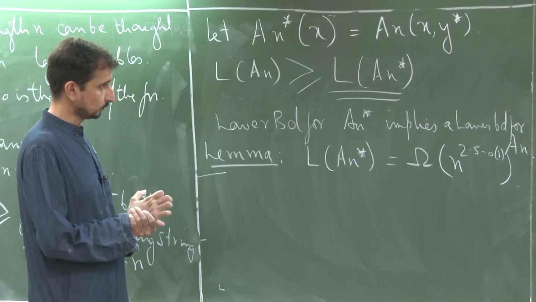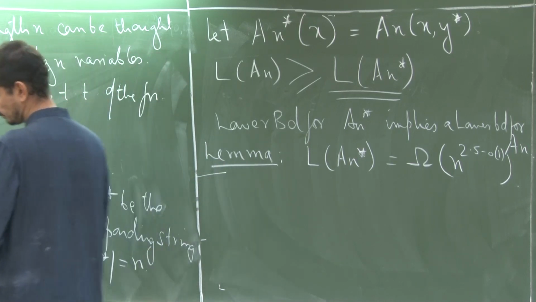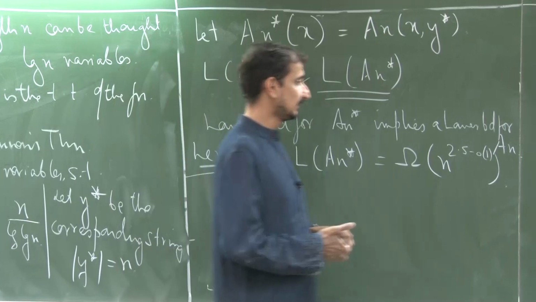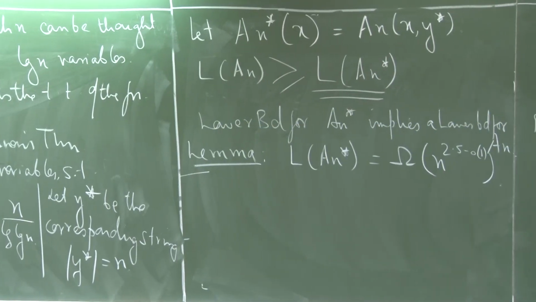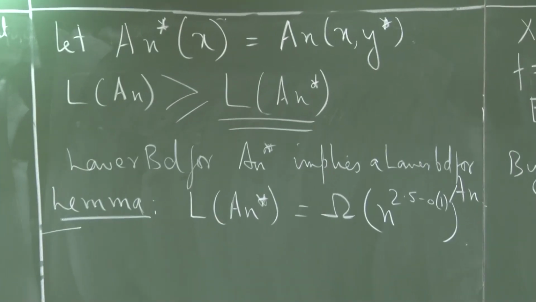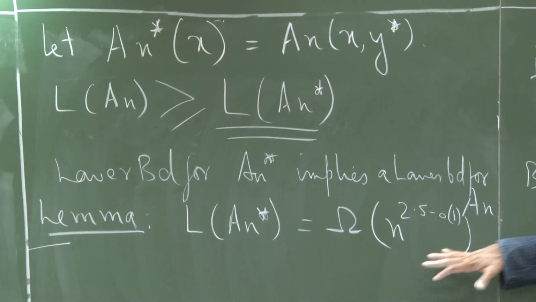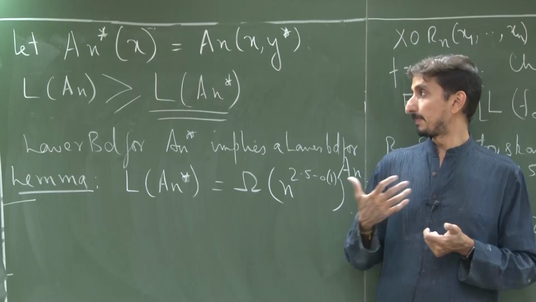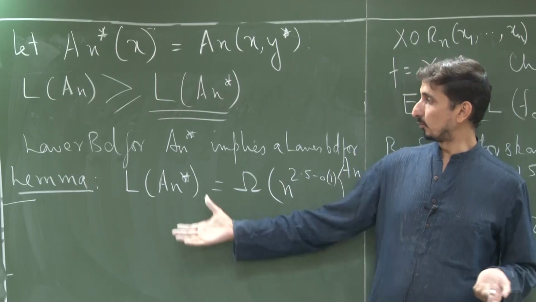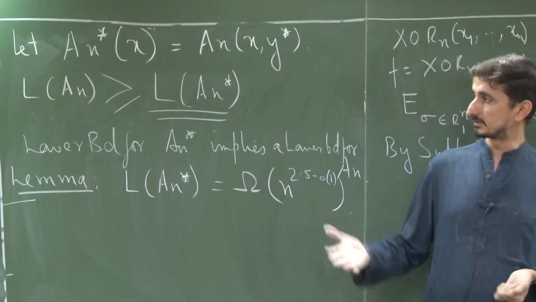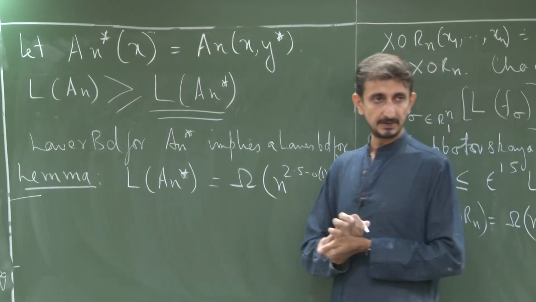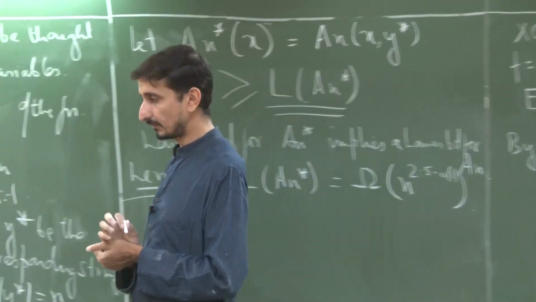This will take some time, so I will end over here. We will continue this next time. In the meantime, you can think about how one can design a lower bound for A n star using Subbotovskaya's theorem, but we will come back to this next lecture. Okay, thank you.